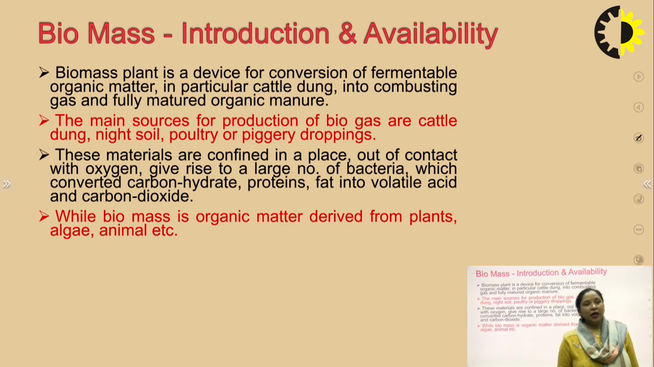As we know, India is the leading producer of milk, due to which we have a large amount of animal waste which is creating a hazard. So the biogas generator actually helps all those who are being disturbed by the waste material of animals. The main sources of production of biogas are cattle dung, night soil, poultry and piggery droppings. So these are all waste materials which can be used to create a gas which will be used to create energy.